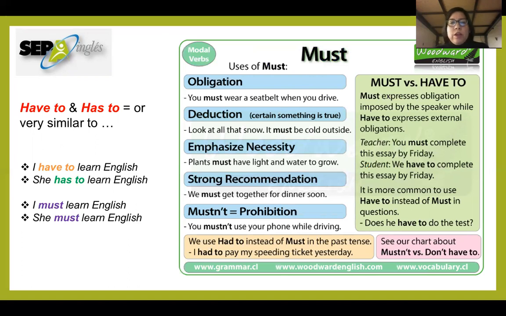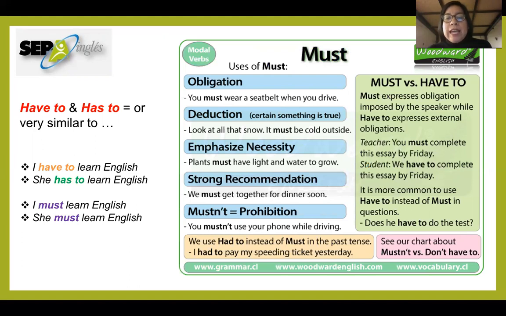We also use must to make a strong recommendation. We must get together for dinner soon. And look at the negative form of must. Must not or mustn't means prohibition. You mustn't use your phone while driving.